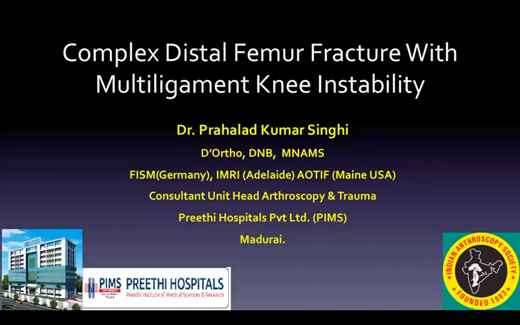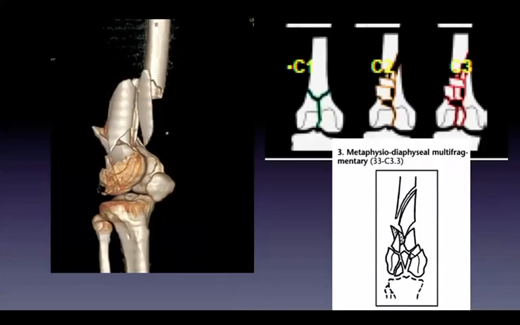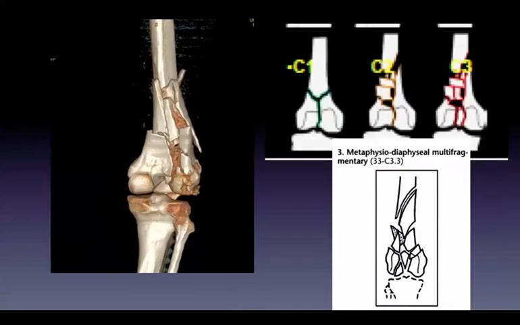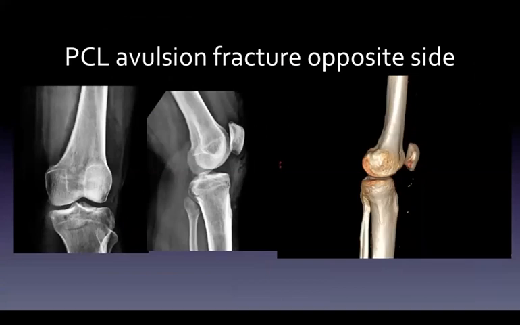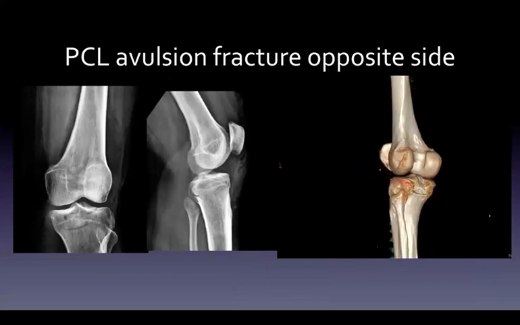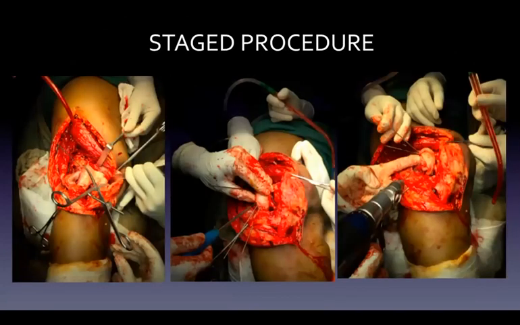This is an interesting case of a 32-year-old gentleman who presented with road traffic accident, polytrauma, head injury, and he had a comminuted distal femur fracture of the right side as well as left side PCL avulsion injury. If you see the fracture pattern, it is a multifragmentary C3 type fracture. On the left side, there was a PCL avulsion, a big chunk with minimal displacement.